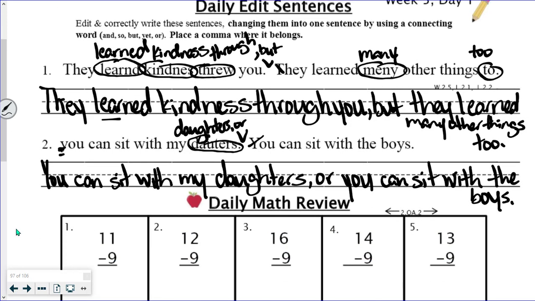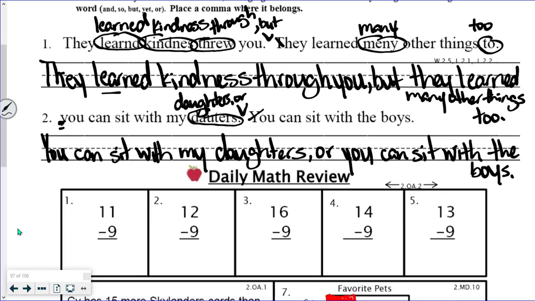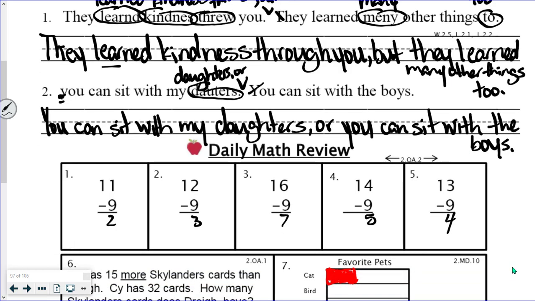So let's continue on to the daily math review. So you should already have all these answers here. So you're just checking them. So 11 minus 9 is 2. 12 minus 9 is 3. 16 minus 9 is 7. 14 minus 9 is 5. And then 13 minus 9 is going to be 4. Moving down.